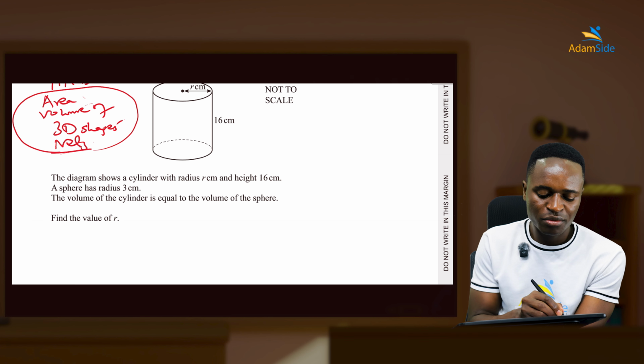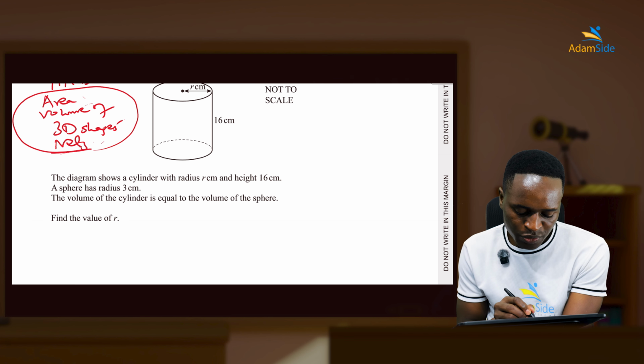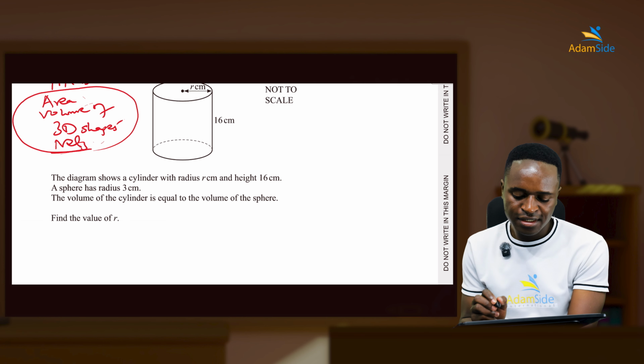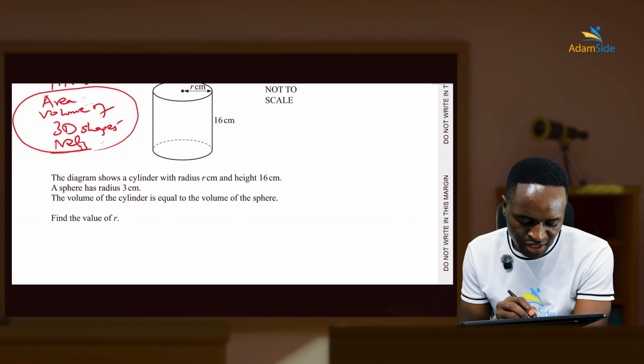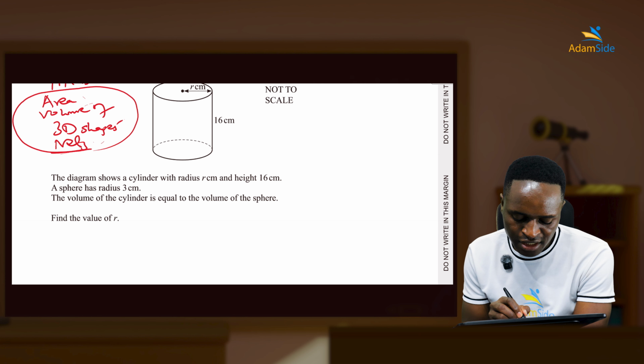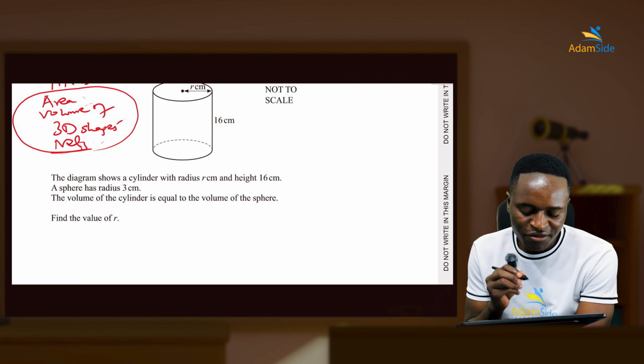So you need to understand, remember the units first. Then the diagram shows a cylinder with radius r centimeter and height 16 centimeter. A sphere has radius 3 centimeter. The volume of the cylinder is equal to the volume of the sphere. Find the value of r.